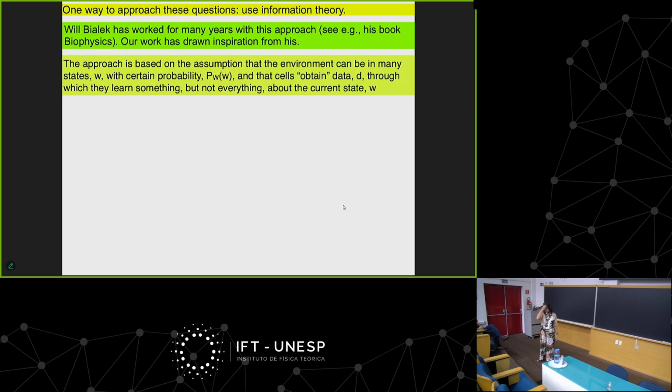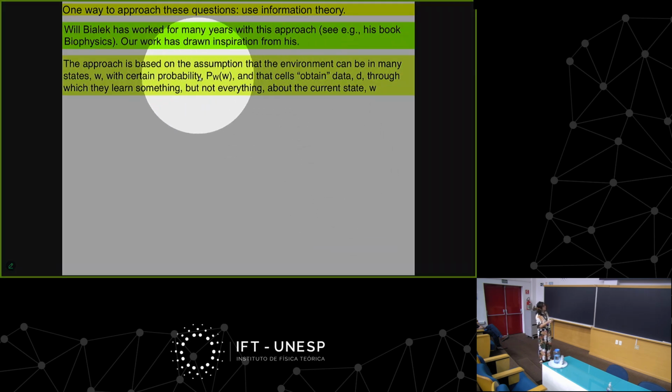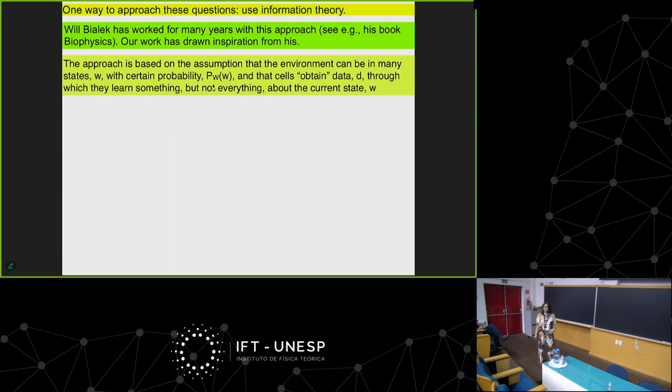And so the idea is to assume that the environment can be in a sequence of states that we call W, with a certain probability. And then the cells somehow obtain information on what state the environment is in, or measure something that would be, for example, the changes in the intermediaries of the signaling. In particular, what we look at is the level of proteins that are created as a response to the external stimulus, to the input.